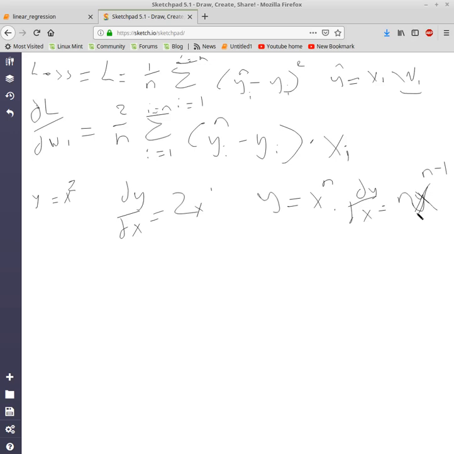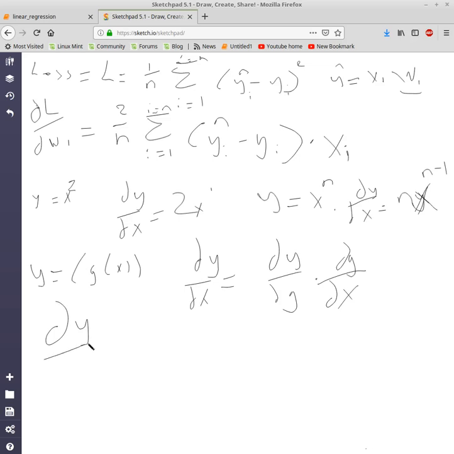And then we also use the chain rule, where if y is equal to g of x, then dy/dx is equal to dy/dg times dg/dx. Another way of writing this is dy/dx equals g prime of x times x prime.